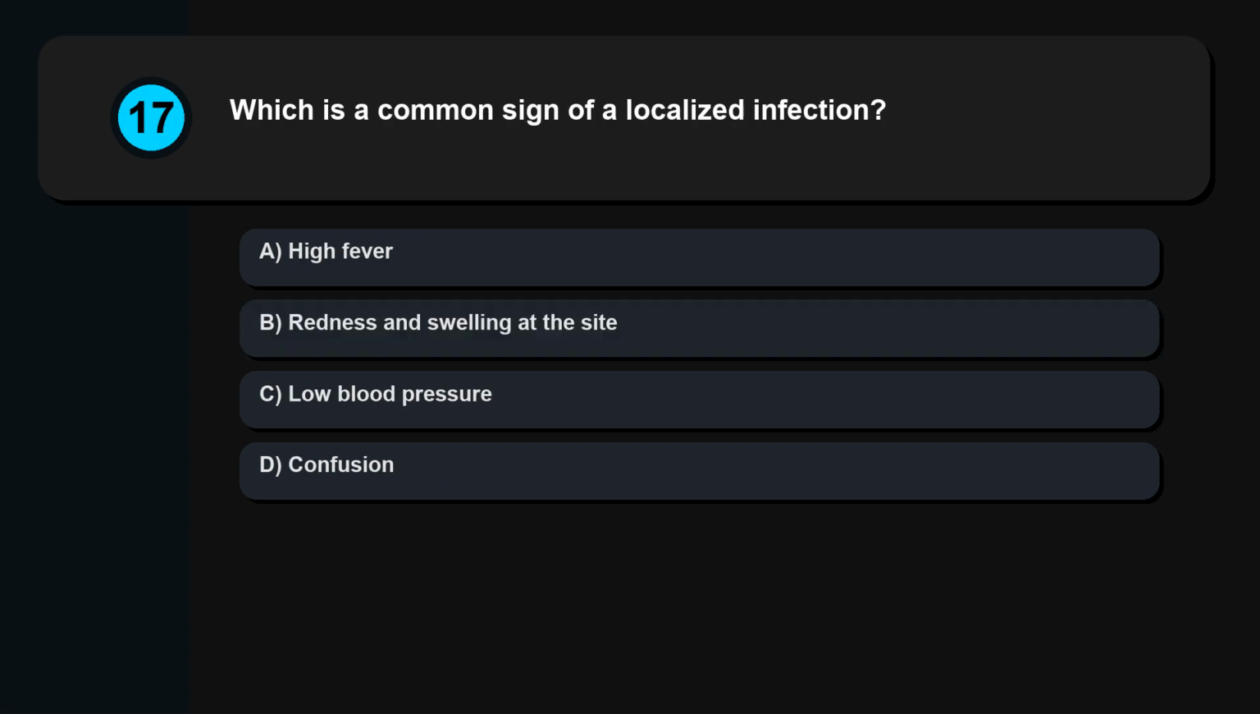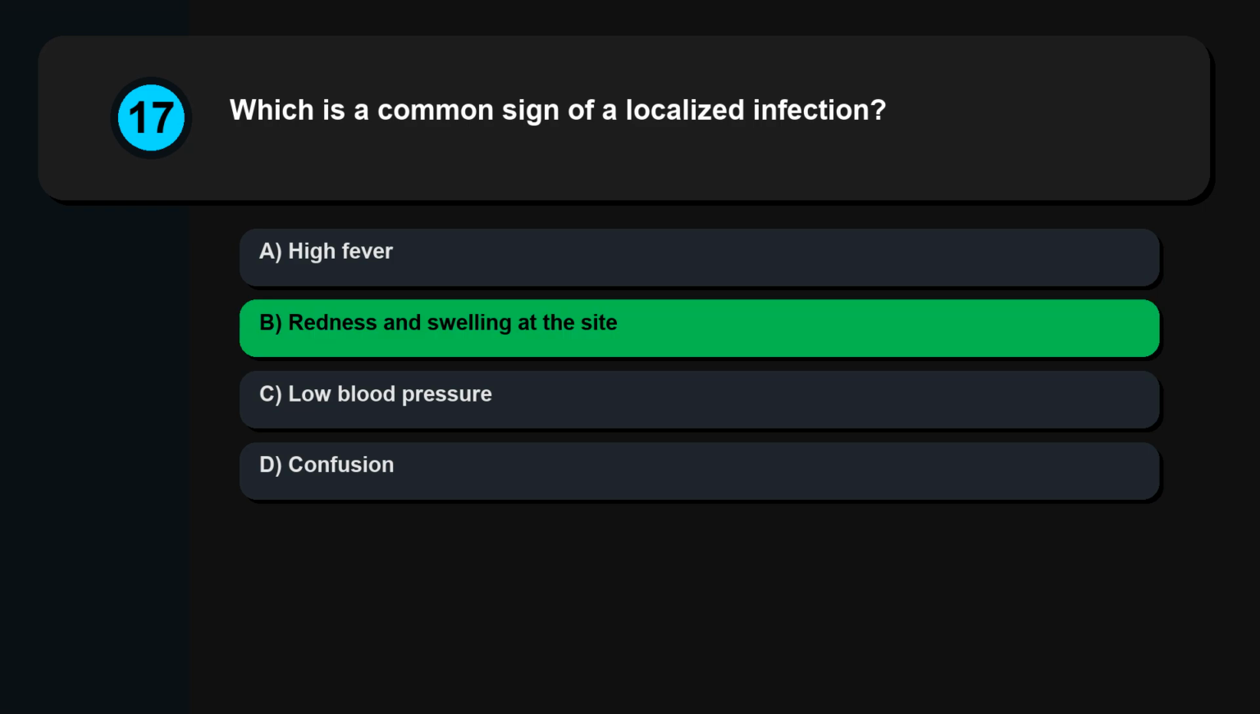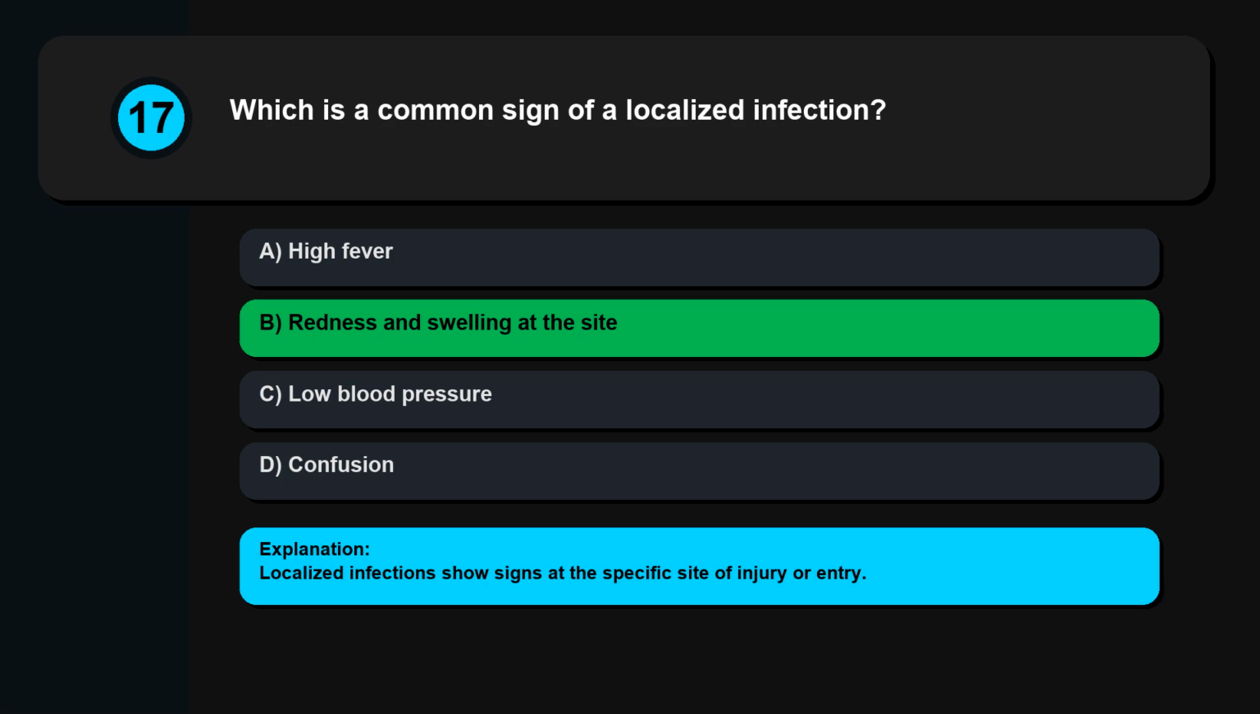Question 17. Which is a common sign of a localized infection? High fever, redness and swelling at the site, low blood pressure, confusion. Localized infections show signs at the specific site of injury or entry.